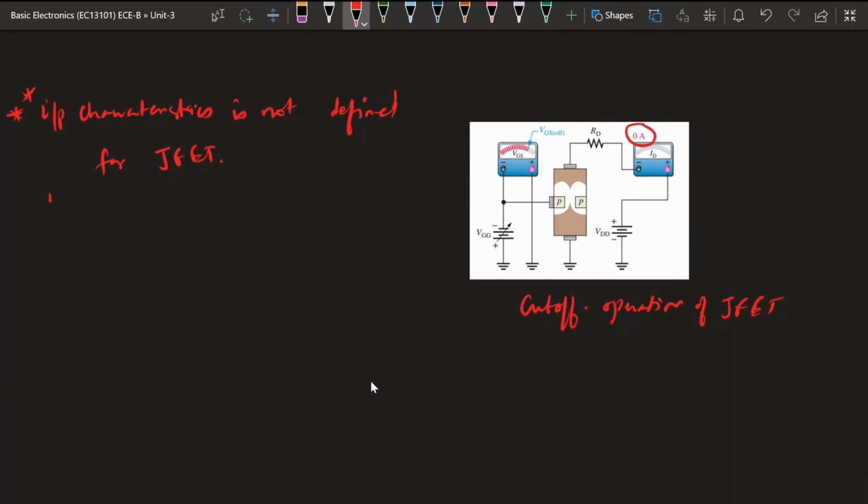Why? Because as we are going to reduce the gate to source voltage, the gate source voltage is applied such that the gate to source region is reverse biased. So in that case, IG, the gate current, is always 0. In input characteristics we were plotting the input current versus the input voltage, but here in case of JFET, the input current is always 0. There is no gate current, so that's why the input characteristics is not plotted in case of JFET.